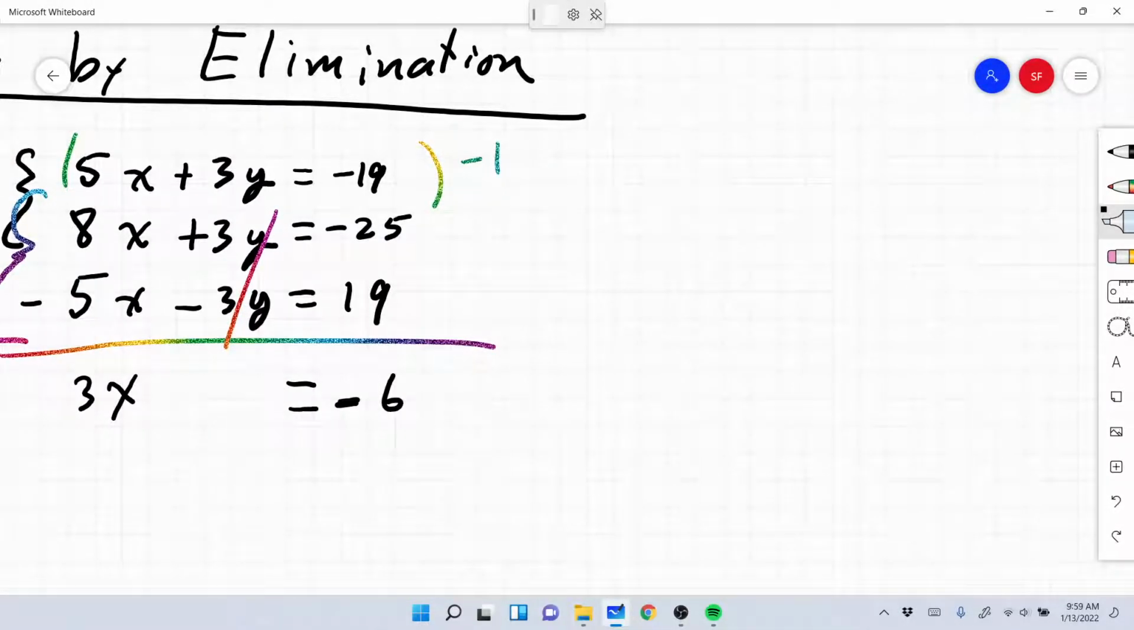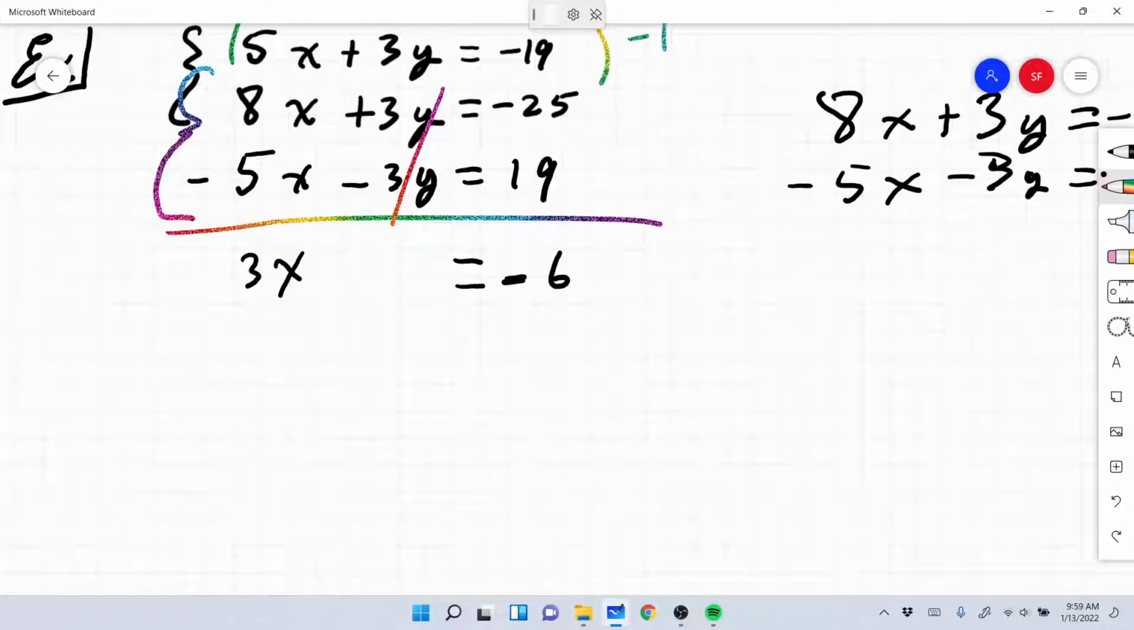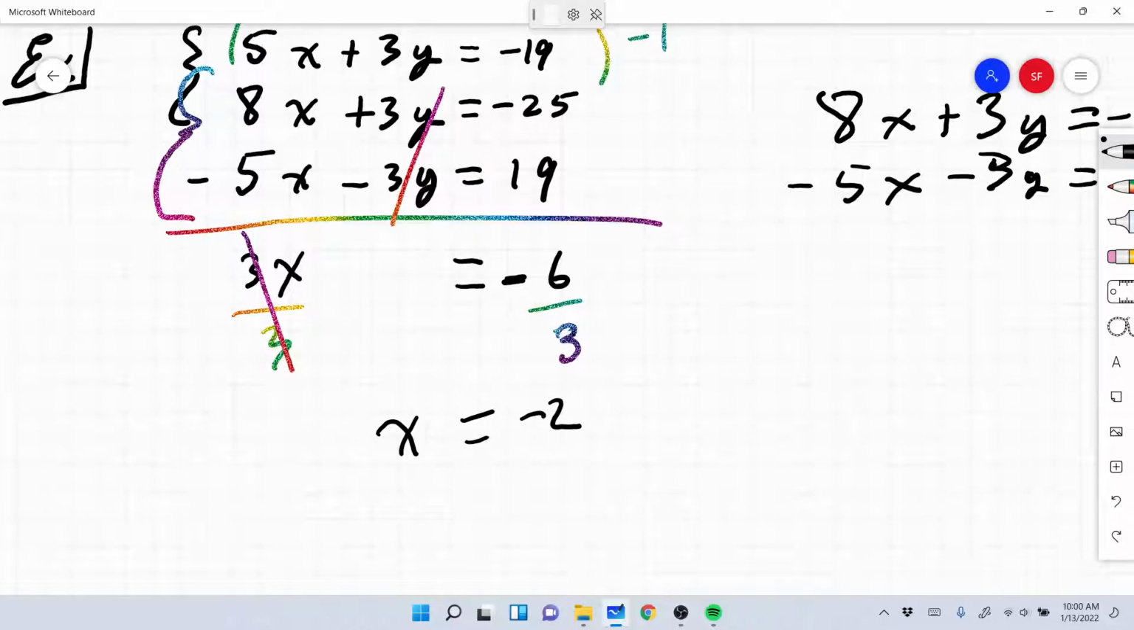And so our new system is just these two. 8x plus 3y equals -25. And then -5x minus 3y equals 19. So that's the system we're working with now. The top one becomes the bottom. That's exactly right. And then we add those two together. So then we divide by 3, and we end up with x equals -2.